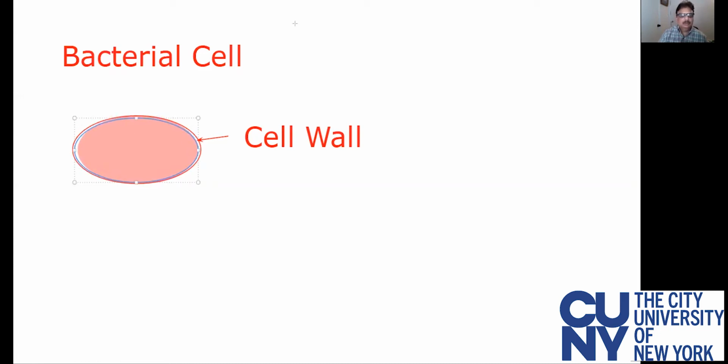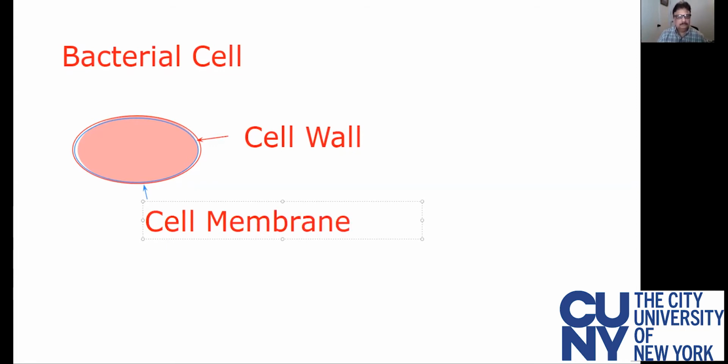This boundary is called the cell membrane. Cell membrane. Now, cell wall and cell membrane are two boundary lines that divide the cell from the outer environment.